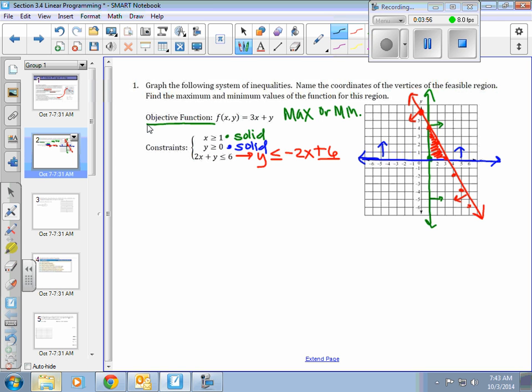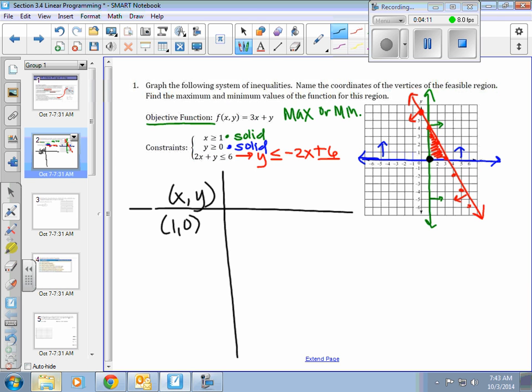Now we need to find the vertices of that feasible region. We're just going to call them x and y ordered pairs. So I would say we have the point (1, 0), we have the point (3, 0), and we have the point (1, 4).